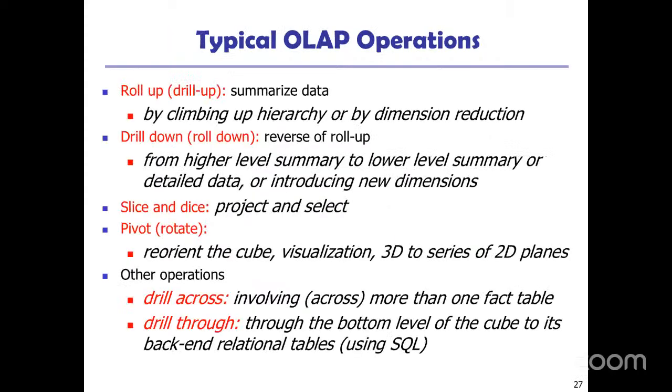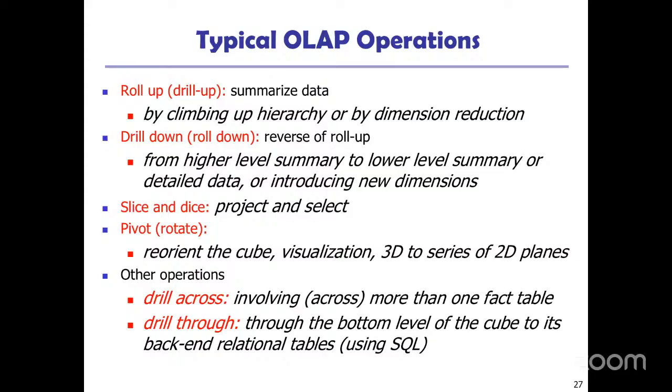Okay, very important one: typical online analytical processing operations. What type of operations are there? Please look into this. What type of operations are performed under OLAP? The first one is roll up or drill up. That is nothing but summarizing the data, by climbing up the hierarchy or by dimension reduction, in the upward direction. Lowest level to the highest level, tree structure.